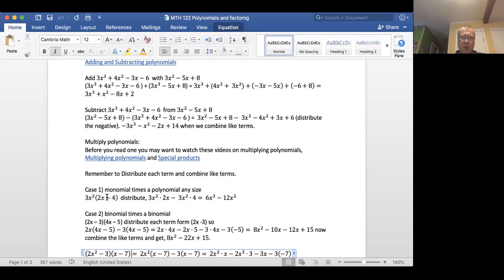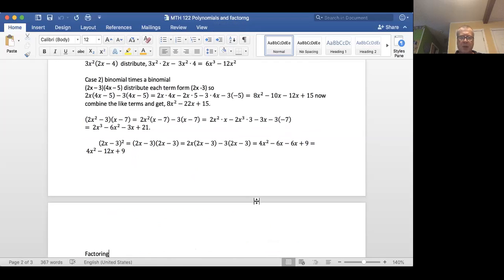If we have a monomial times anything else, we distribute and get 3x squared times 2x, and 3x squared times 4 with a negative in front since the 4 is negative. And we multiply together. Remember, we add the exponents together. We're multiplying two things with the same base. So that gives us 6x to the third minus 12x squared. Unlike up here where we combine like terms and we do not add the exponents together. The exponent stays the same.